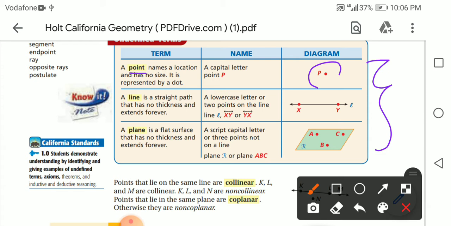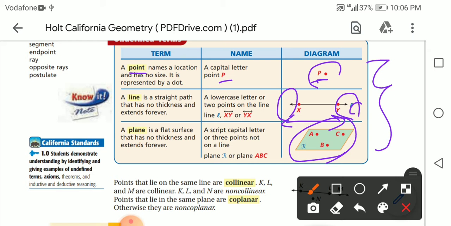I have here name, a capital letter, point P. This is the name. A line. A line is a straight path that has no thickness and extends forever. As you see here, I don't have an end point, so it goes forever. This is called a line. A lowercase letter or 2 points on the line: L, we can say here it's called L, or XY, or YX. A plane. A plane is a flat surface that has no thickness and extends forever.